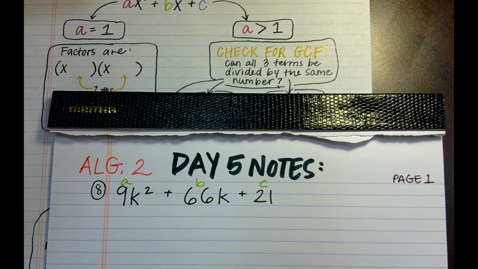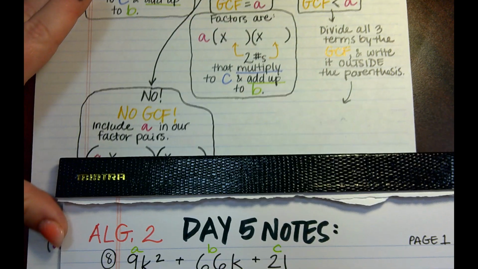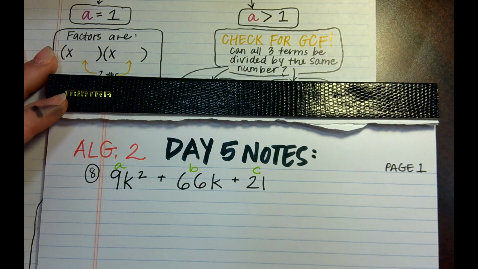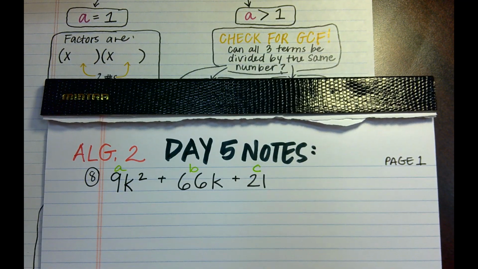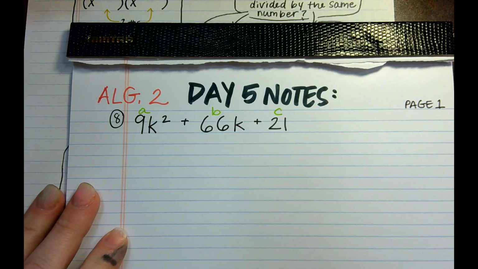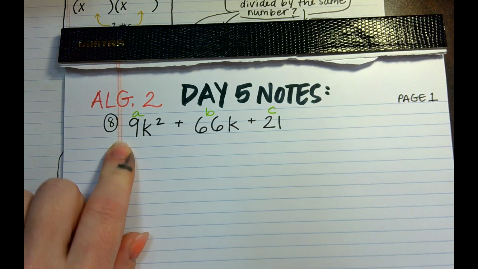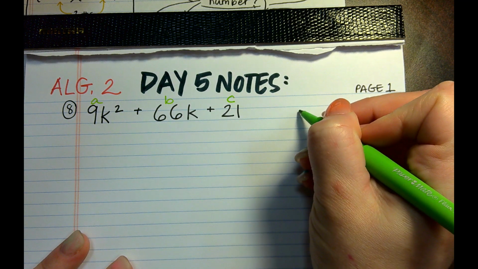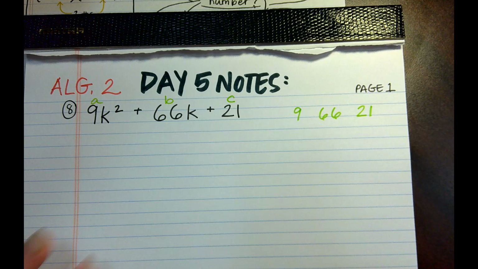We will have to include it if there's no greatest common factor. Should we check for something first? Let's check for our greatest common factor first. Let's make sure that we cannot reduce these numbers. So I have a 9, a 66, and a 21. And let's just pull these out to the side. I'm going to write 9, 66, 21.